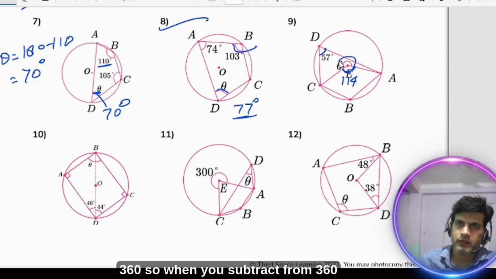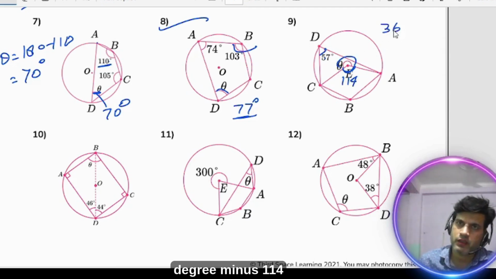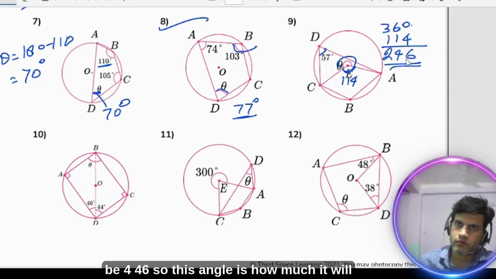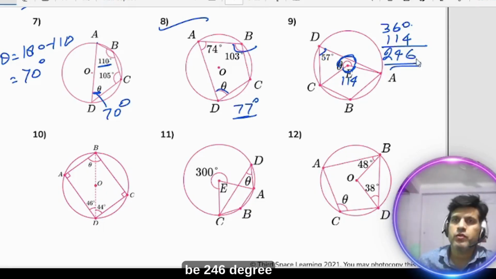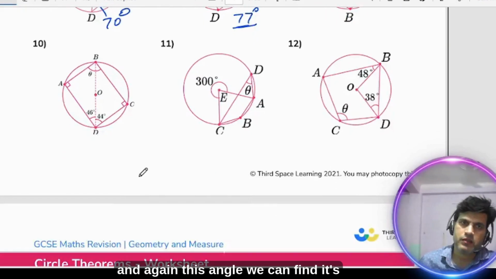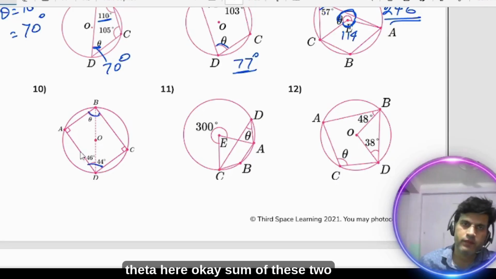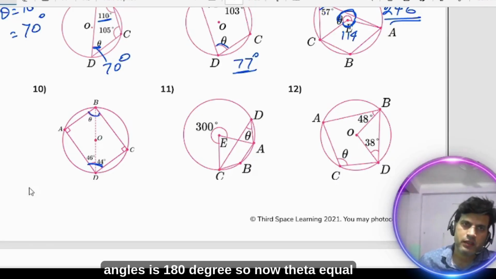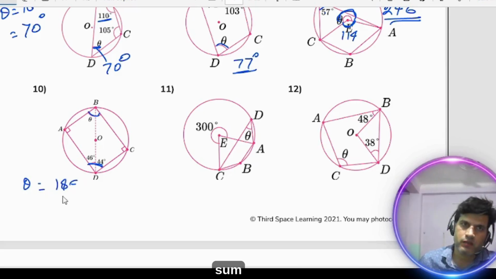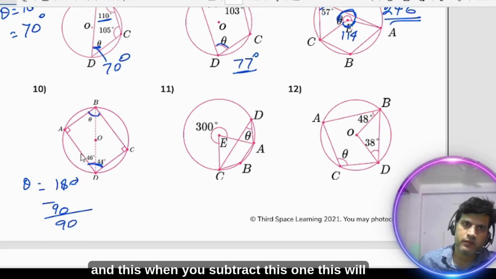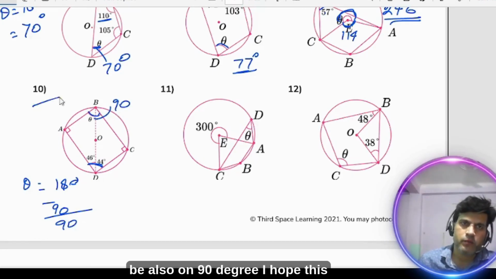And this is 360, so when you subtract from 360 degrees minus 114, how much will it be? This will be 246. So this angle is how much? It will be 246 degrees. And again this angle we can find, it is a cyclic quadrilateral, so the sum of these two angles equals theta here. Okay, the sum of these two angles is 180 degrees. So now theta equals 180 degrees minus the sum of this one, 90, and when you subtract this one, this will also be 90 degrees. I hope this is clear.